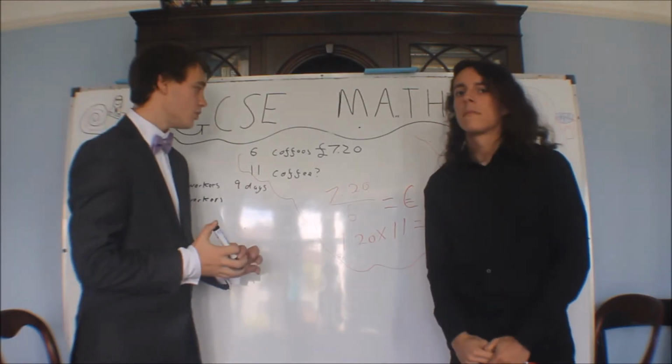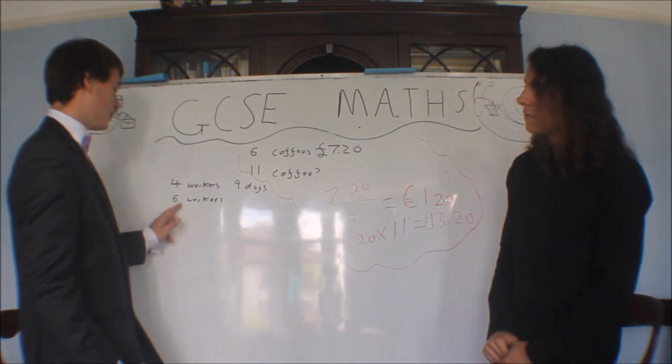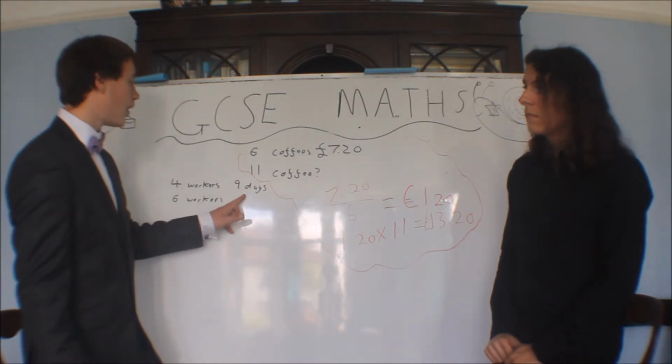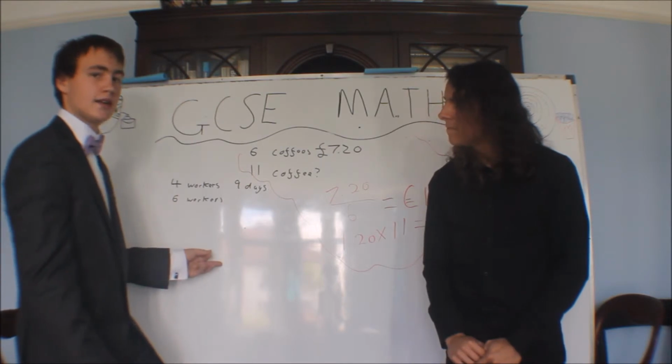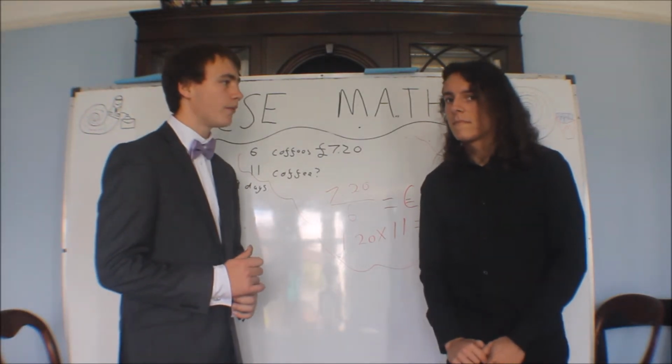Now this time you can't do what we did there. If you divide that by 4 then times it by 6, you're going to get a higher number of days. Which, if you have more workers, you're going to take less days. So what do you do there?